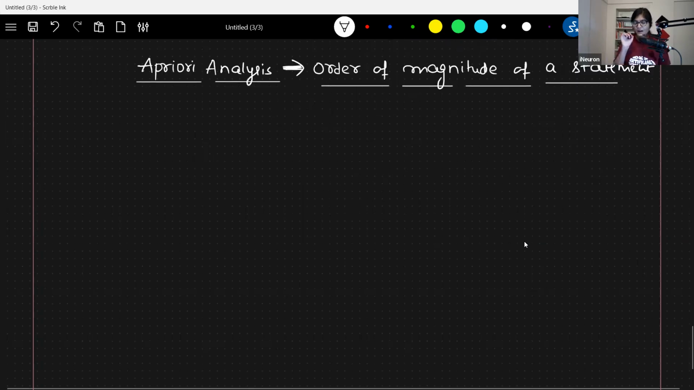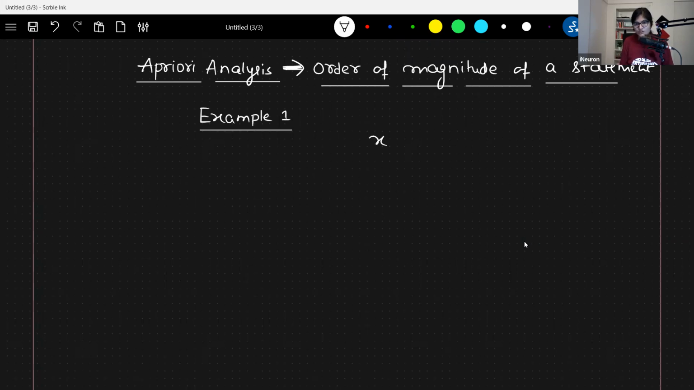When I'm saying a priori analysis, it is the order of magnitude of a statement. What does that mean? The simple meaning is that whenever you're writing any code, you need to check how many times each statement is repeating. Again, an example. Example number 1. Let me give it.